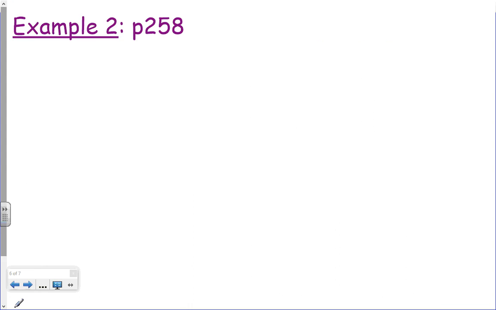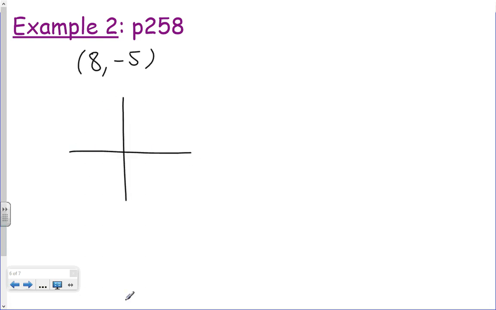Example 2 says the terminal side of the angle theta contains the point 8, negative 5. So let's write down that point that they gave us, 8, negative 5. Sketch the angle in standard position and use the definitions of sine and cosine to find the sine of theta and the cosine of theta. All right, so let's sketch this. 8, negative 5, we'll call this 8, we'll call this negative 5.